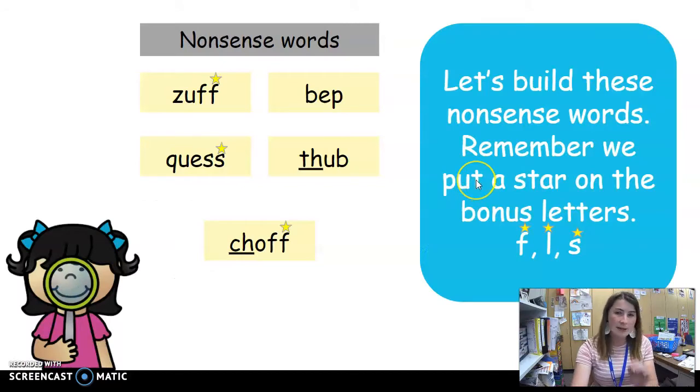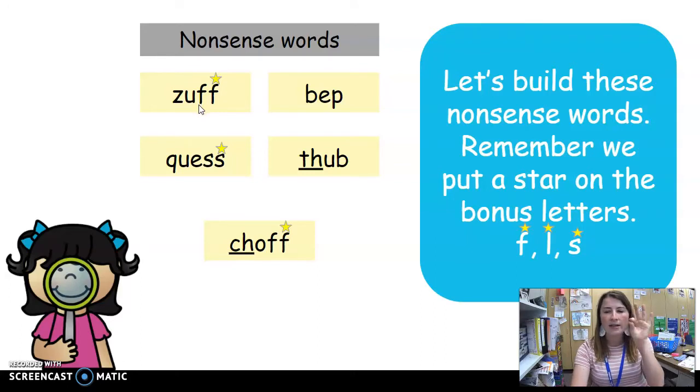All right, let's talk about some nonsense words. Nonsense words are, remember, made up words. They're not real words. We're also going to talk about bonus letters. Remember, a bonus letter, you put a star on the bonus letter. All right, here we go. Let's tap it out. Get your tappers ready. Remember, on the bonus letter, it's just one sound. So we're doing one tap, even though it's 4 letters.